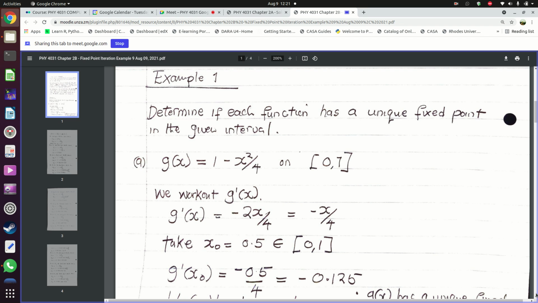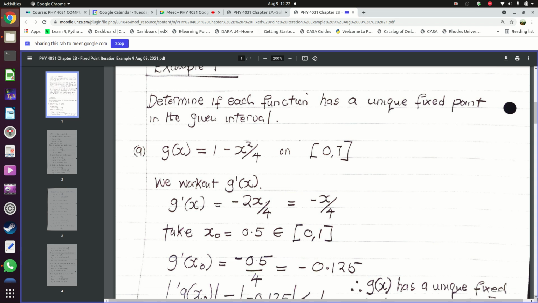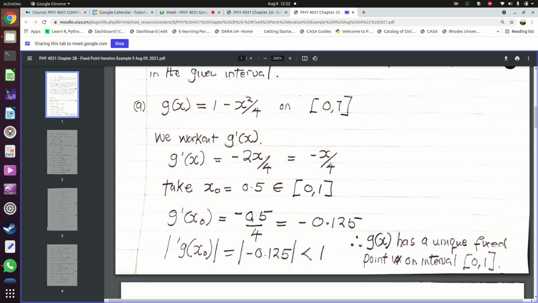Then if we choose our x naught to be 0.5, we can work out what the derivative at x naught is going to be. It's going to be minus 0.5 divided by 2. So 0.5 divided by 2 is 0.25, so it's going to be minus 0.25. Is that clear? Yes, sir. If you take the absolute value of minus 0.25, that gives us 0.25, which is less than 1. Are we clear?